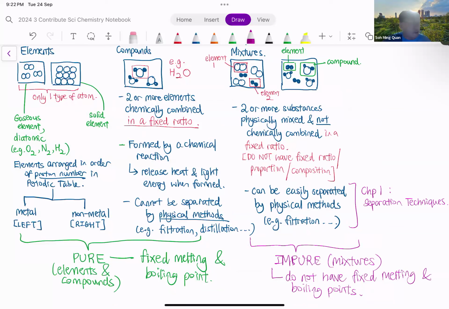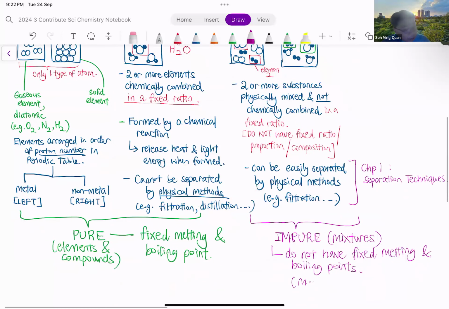So how can you tell it's not fixed when you are told that the melting point is like 0 all the way to like 3 degrees Celsius? That is a telltale sign, an indicator to you that, hey, the melting point is not fixed. Okay? So purity, whether something is pure or not, is verified, is confirmed by testing and measuring the melting and boiling points. Okay, that's the only way to tell whether something is pure or not.